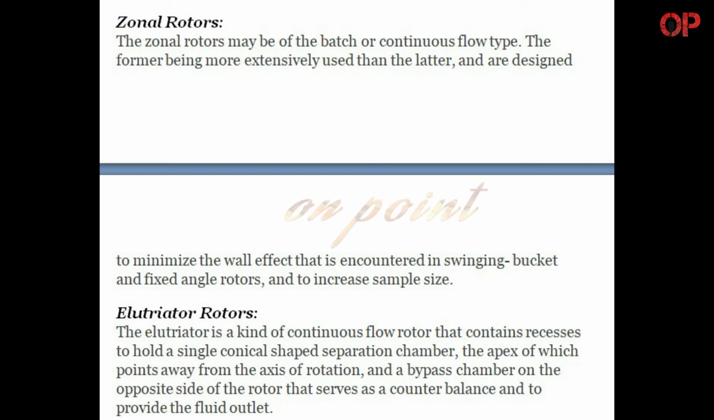The elutriator is a kind of continuous flow rotor, that contains recesses to hold a single conical-shaped separation chamber, the apex of which points away from the axis of rotation, and a bypass chamber on the opposite side of the rotor, that serves as a counterbalance, and to provide the fluid out.